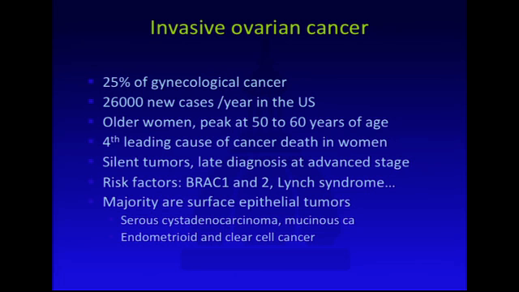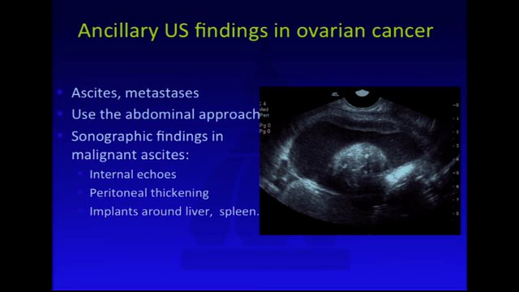Invasive ovarian cancer represents about 25% of gynecological cancers. There are about 26,000 new cases a year in the US, usually occurring in older women, peaking at 50 to 60 years of age. Although it's a relatively rare cancer, it's often lethal because it's detected in later stages, and it's actually the fourth leading cause of cancer death in women. There are risk factors, the BRCA1 and 2 genes, Lynch syndrome. The majority are surface epithelial tumors, and there are various pathologies, including serous carcinoma, mucinous cancer, endometrioid, and clear cell cancers.